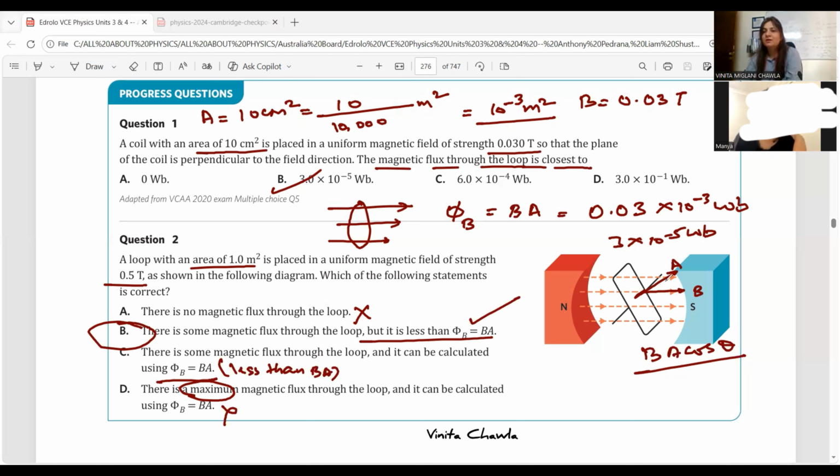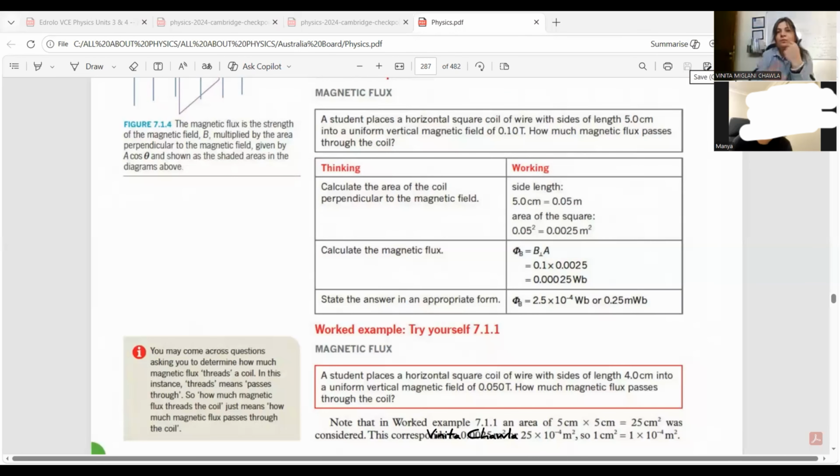We have some magnetic flux linked with the coil and we can calculate it using B dot A because it is slightly tilted, no? So there is some magnetic flux, but it is not the maximum magnetic flux linked with the coil. It is less than maximum, and this value is the maximum value, right? So we have this value less than maximum, BA cos theta. So B option is the correct option. Yes.